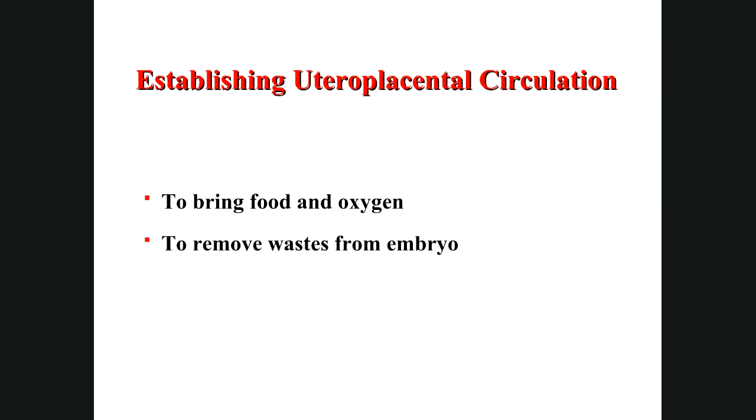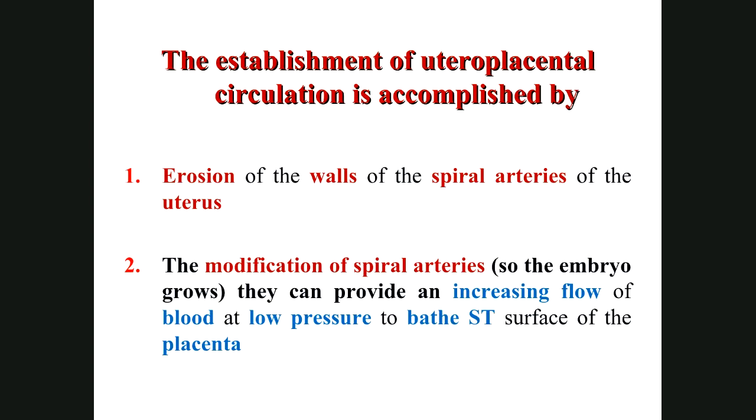The main purpose of establishing uteroplacental circulation is to bring food and oxygen and to remove waste from the embryo. So the establishment of uteroplacental circulation is accomplished by erosion of the wall of the spiral artery of the uterus and modification of the spiral artery so that they can provide increasing flow of blood at a very low pressure to bathe the syncytial trophoblast surface of the placenta.